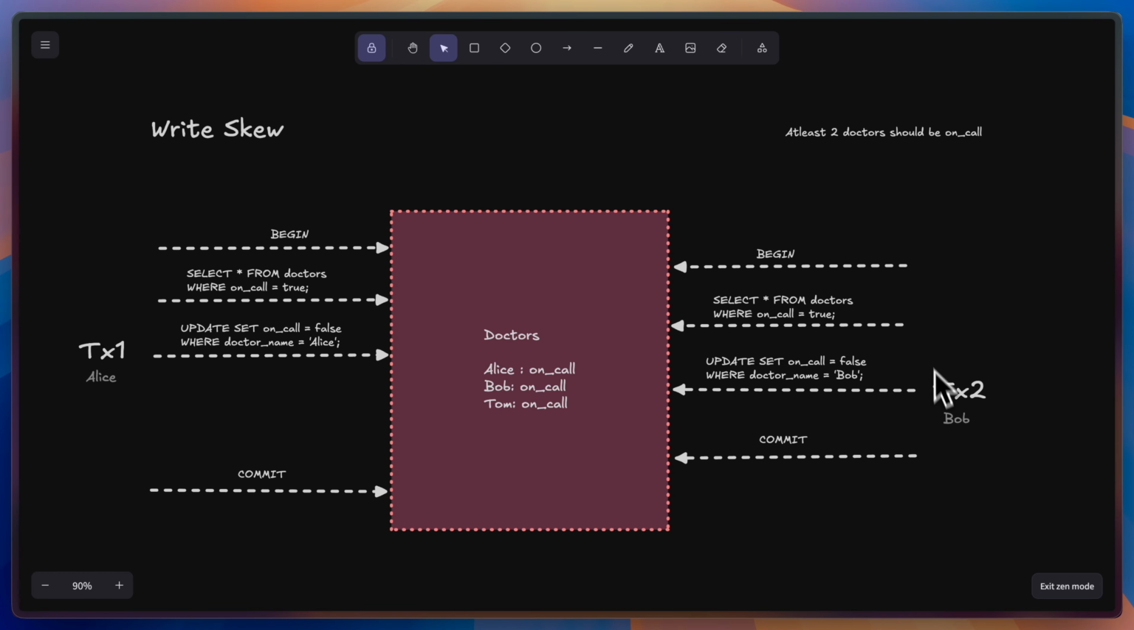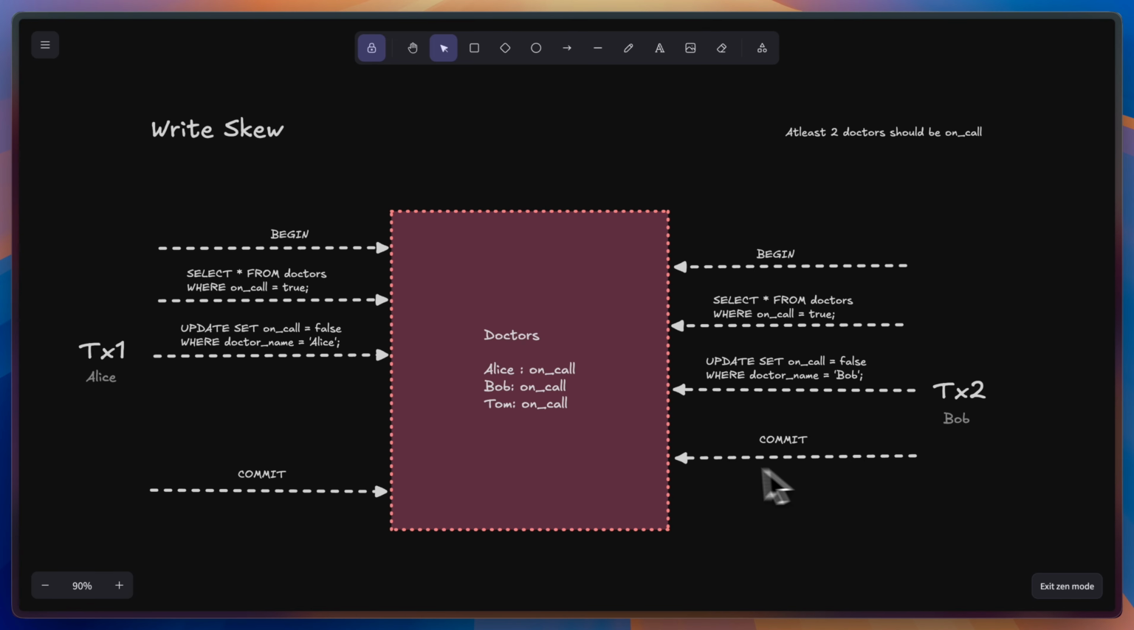And at the same time, transaction 2 will also try to check the same thing, and it will also get the same result, which is 3 doctors are currently on call. So transaction 1 will think that, okay, there are 3 doctors currently on call, and if I apply for a leave, then also this condition will be satisfied, right? So transaction 1 will basically mark LS as off call, and transaction 2 will also think that there are 3 doctors who are currently on call. So if Bob wants to go off call, then also it's okay because this condition is satisfied, right?